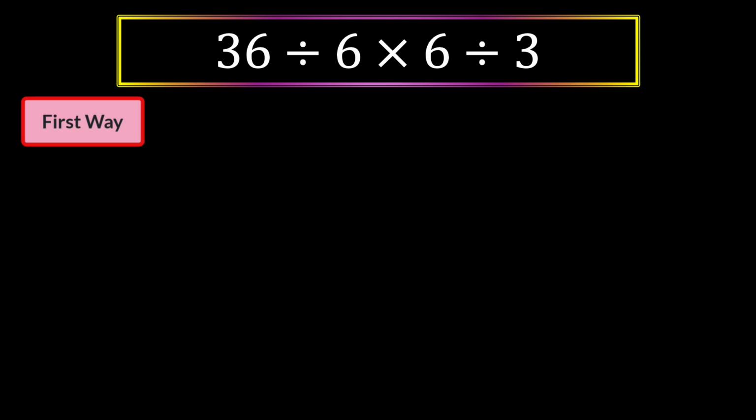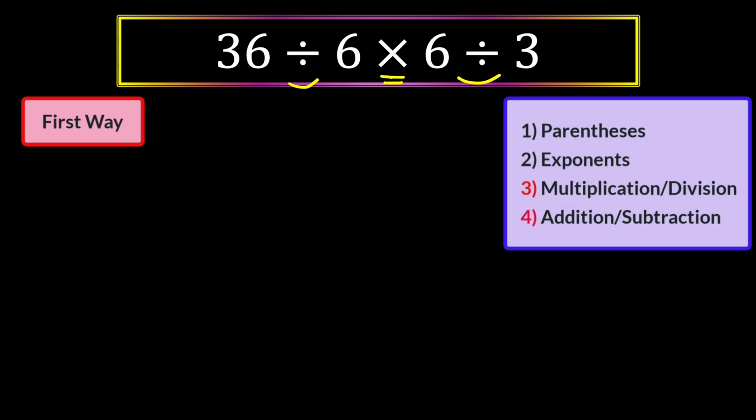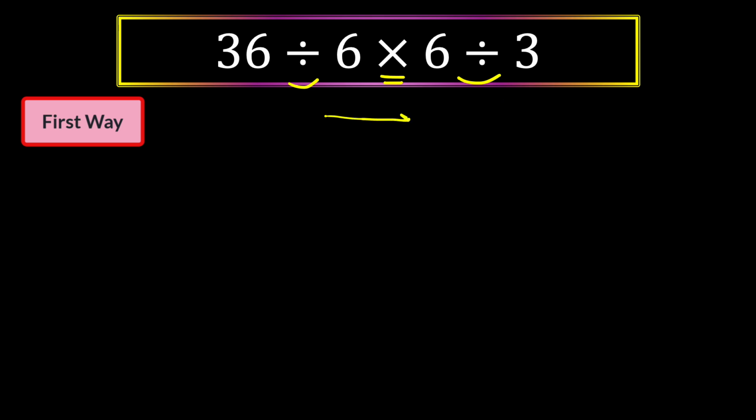The first way to solve this expression is to follow the order of operations rules. In this expression, we have division and multiplication signs. If you remember the rules of the order of operations, you know that multiplication and division have the same priority. So when we have both of them in an expression, we need to work from left to right.